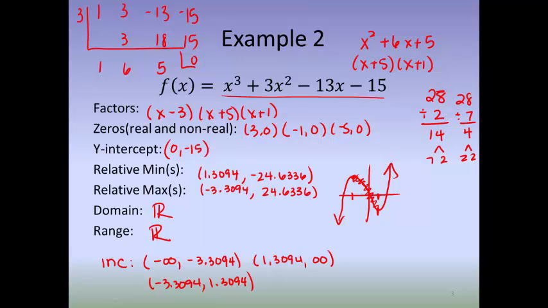And then lastly, I guess we can add on our end behavior: as x is heading off to the right, the y values are going up. And as x is heading to the left, which is negative infinity, the y values are going down. So there is everything that we would be interested in knowing about the graph of this polynomial function.